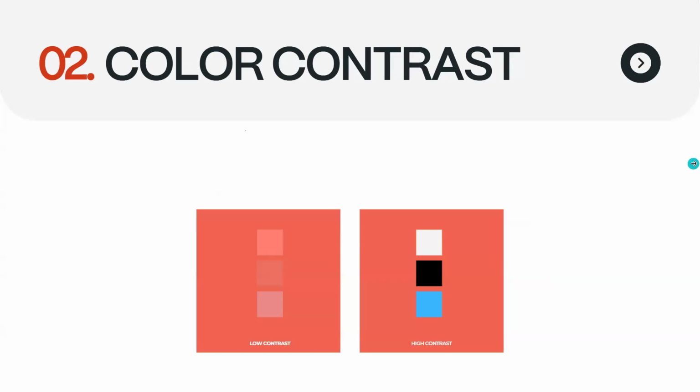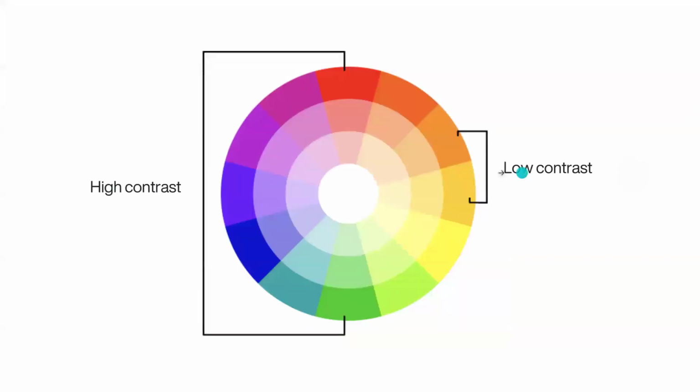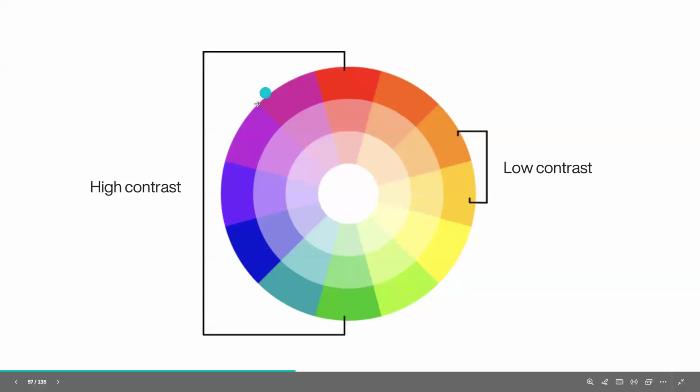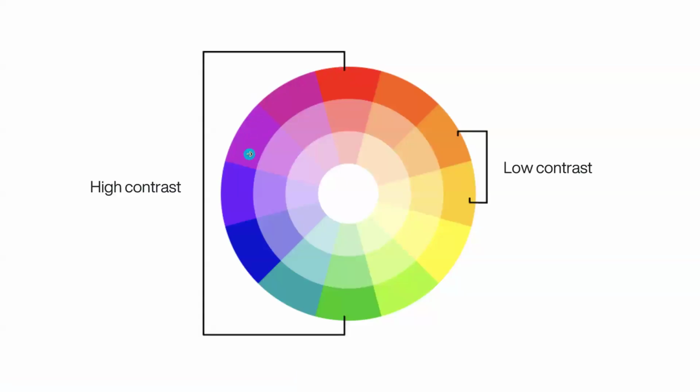Color contrast, we have discussed it earlier. So it is using brighter or darker color to create contrast. The main rule of color contrast is, if you look at this color wheel, right? If you use colors that are far from each other, completely opposite, they will create higher contrast as compared to the colors which are side by side, right?